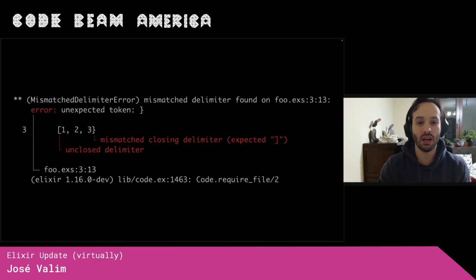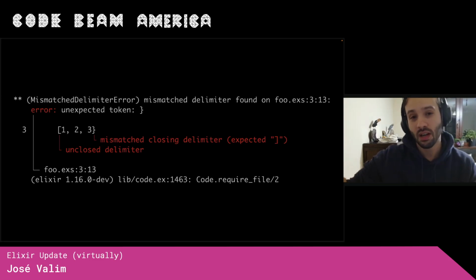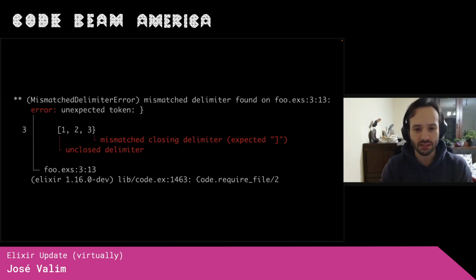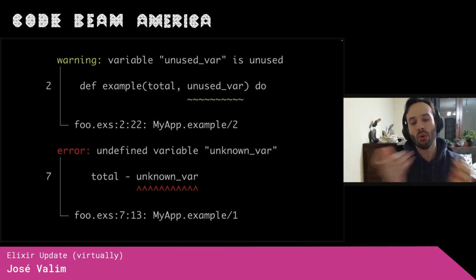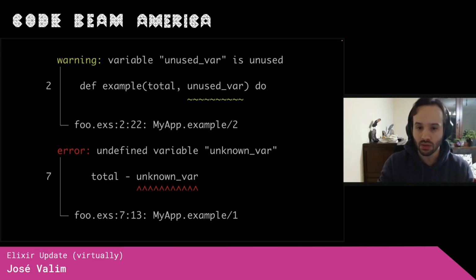We improved mismatched delimiters. This happens, for example, when you start typing a list and then you close it with a curly bracket for tuples. Now it tells you, hey, those things are not matching, you may want to look into this, and you can see that the error message is really nice with the snippet. Something that we also did for warnings and errors is that, if we know that the warning was caused by a variable, we pinpoint exactly the whole variable location.